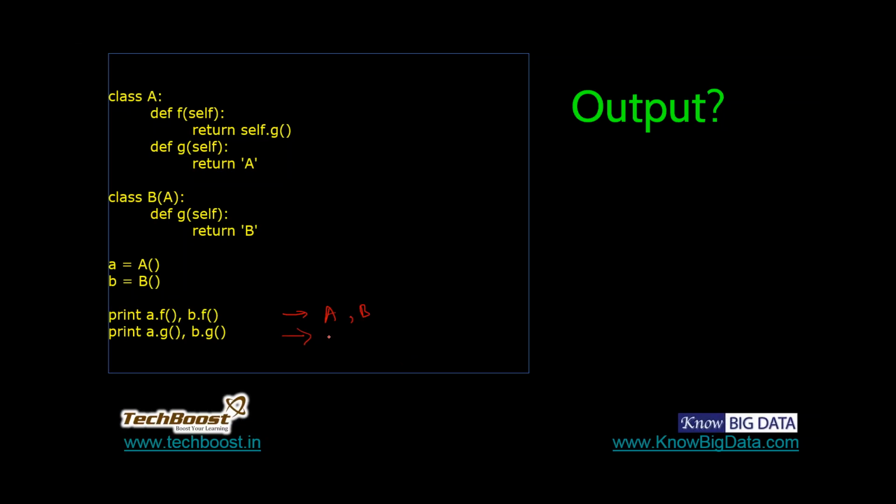The first is A. The second is B. So what's your output? A and also A and B? So you're saying A and B in both the cases. Okay, and why do you think so? How did you come to that conclusion?